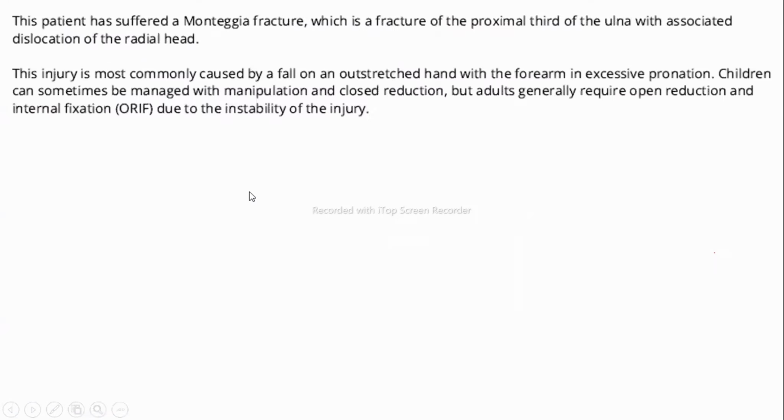So they can ask you in the exam: this patient is diagnosed with Monteggia, what is the most likely associated feature? Dislocation of the radial head. They can also ask about the mechanism of injury, most commonly a fall on an outstretched hand with the forearm in excessive pronation. A child can sometimes be managed with manipulation and closed reduction, but adults generally require open reduction. So you have to check what in the scenario?